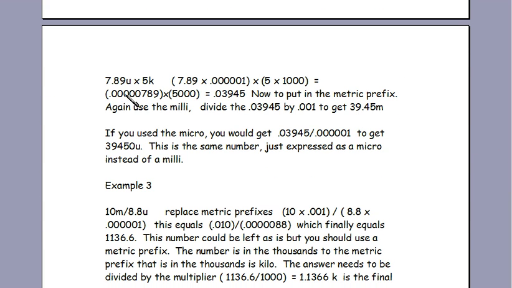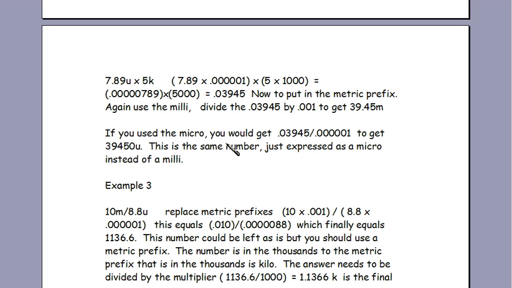Let's try another problem. This one I have 7.89 micro times 5 kilo, or 7.89 times the multiplier for micro times 5 times the multiplier for kilo, which is 1,000. So I end up at 0.0000789 times 5,000, which is 0.03945. Now to put in the metric prefix. Again, I'm going to use the milli, just because it's closest in size. So I'll take the number 0.03945 and divide it by the multiplier of milli, which is 0.001, to get 39.45, and then I just put the milli after it.